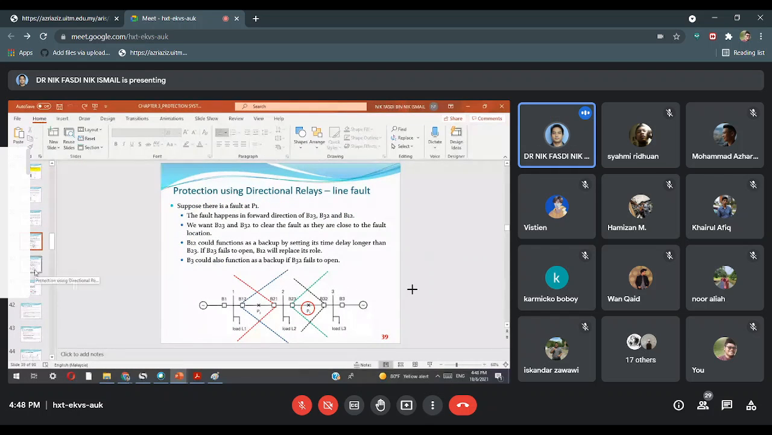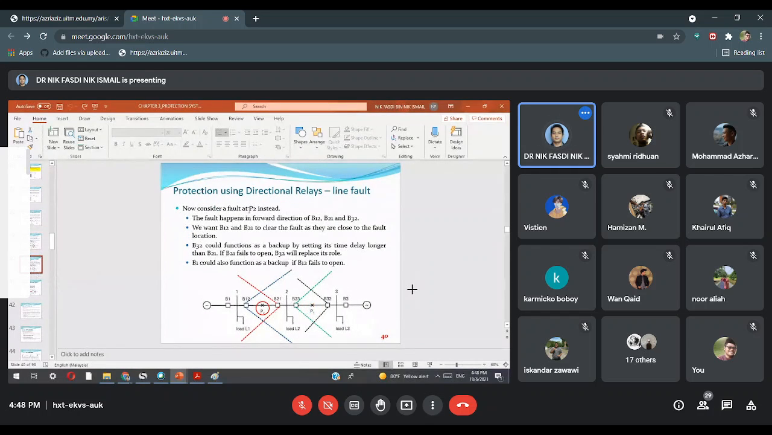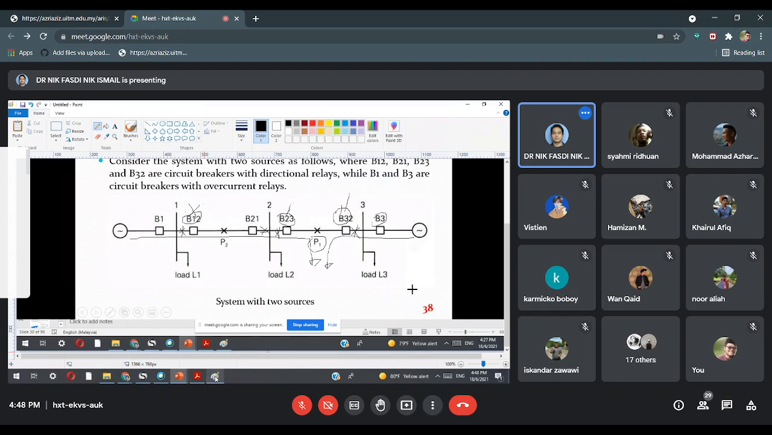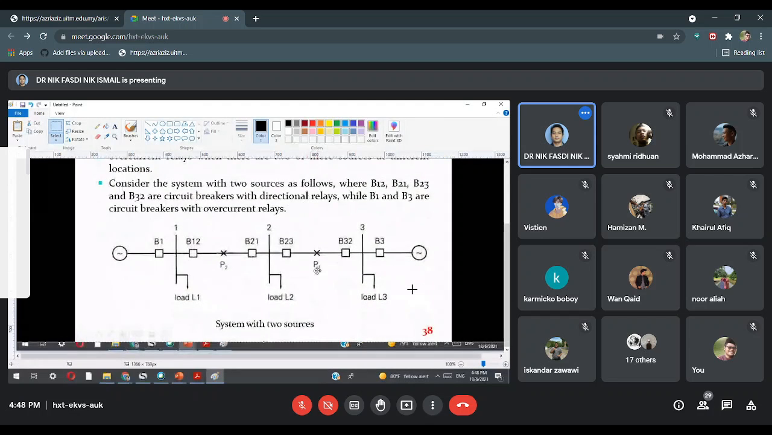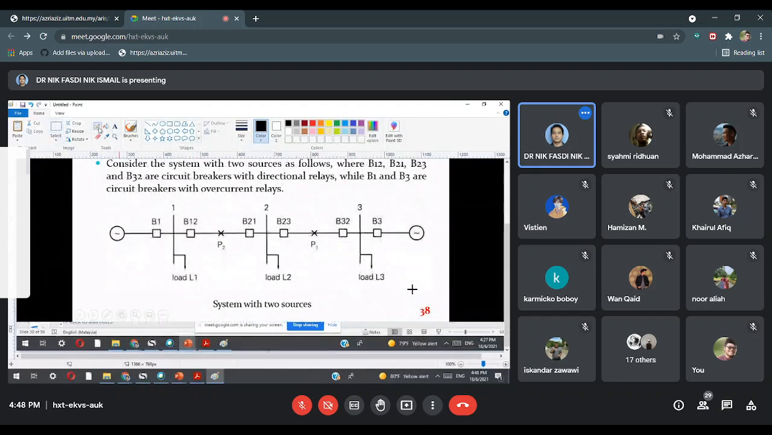Okay, kita tengok pada second explanation. What happened? Fault occurs at P2. Sekarang ni fault berlaku at P2 pula. Okay, kalau you go through these two examples, you boleh faham lah. Okay, again explain sekali lagi.